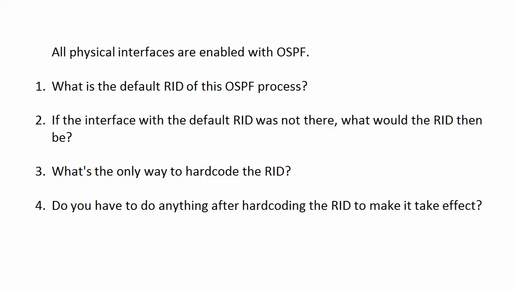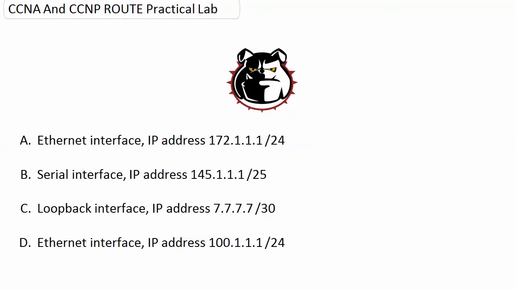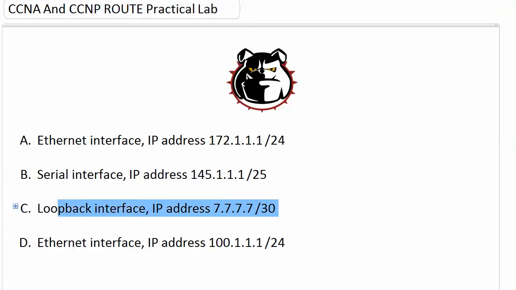Now let's go through this and see. We've got to review these rules for the OSPF RID. And if you're assuming that all physical interfaces are enabled with OSPF, the default RID here is still going to be 7.7.7.7. It's going to be the IP address of the loopback interface.